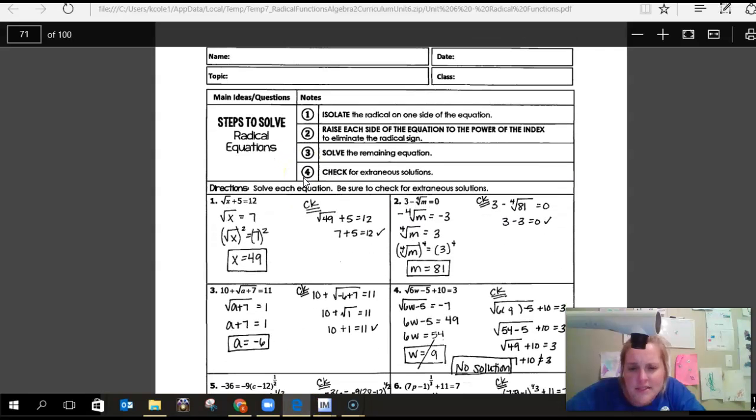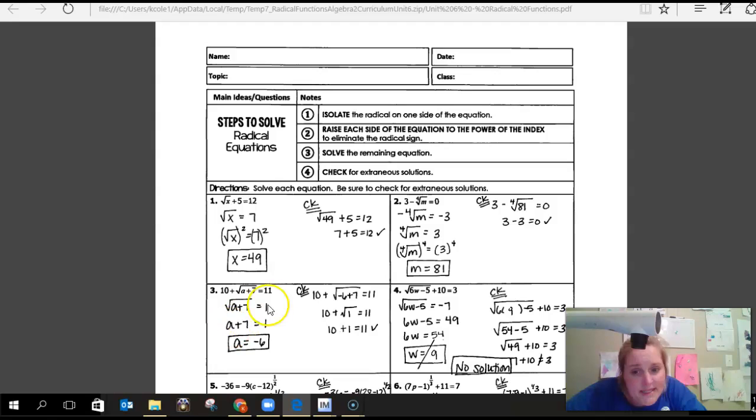If you look at number 3, they subtract 10, 1. Take this, square both sides. That gets rid of the radical. 1 squared is just 1. Subtract 7. That gives you negative 6. Over here, we're doing our check. We plug in negative 6. You do what's under the radical first, so that gives us 1. The square root of 1 is 1. 10 plus 1 is 11, so that checks.